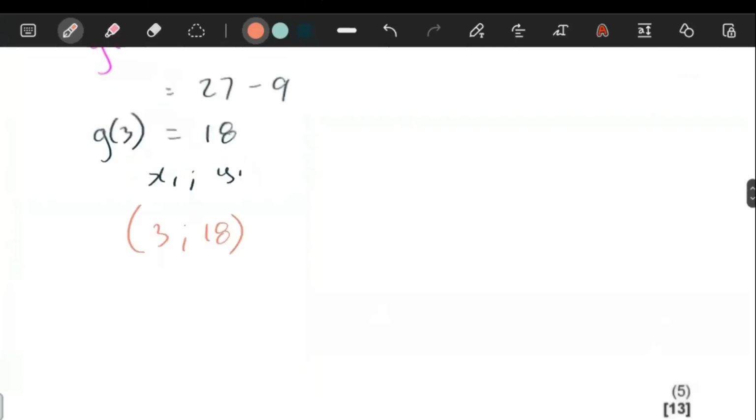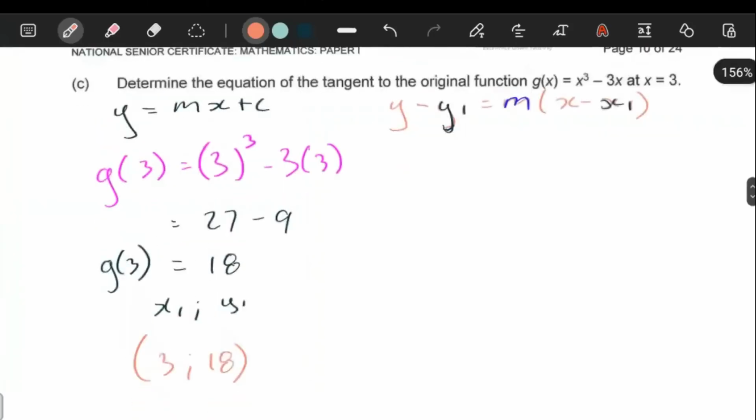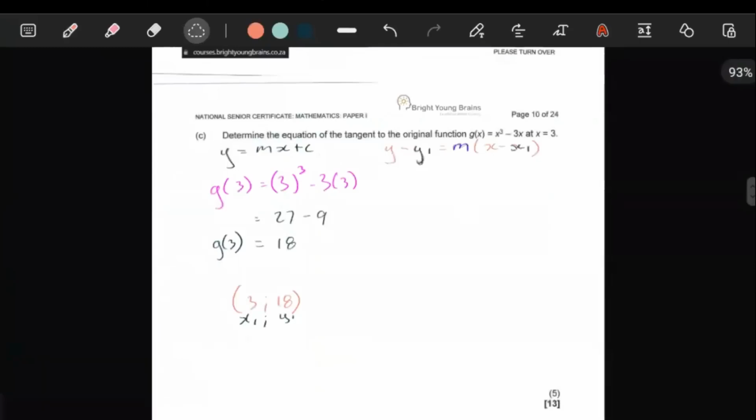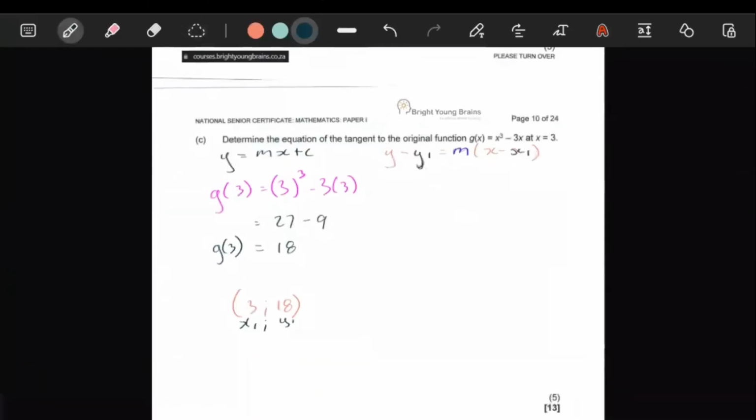Okay, so carrying on from here, what we now know is at least we have the coordinate that the tangent and the curve pass through. So this is going to be fine. We're going to put the x value here, the y value there. So now we need a gradient.